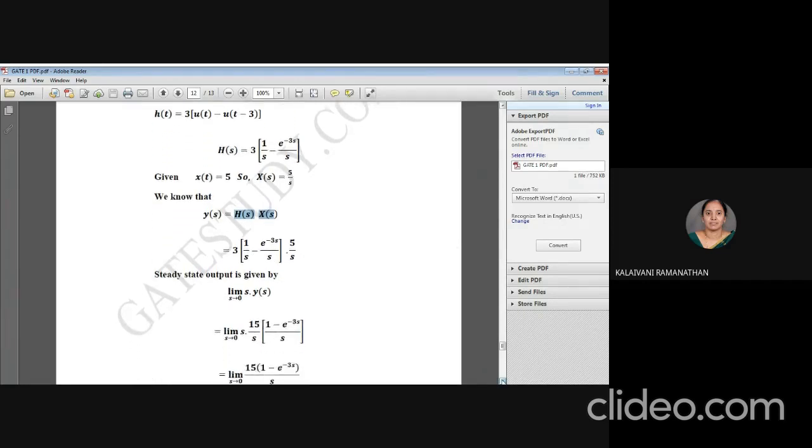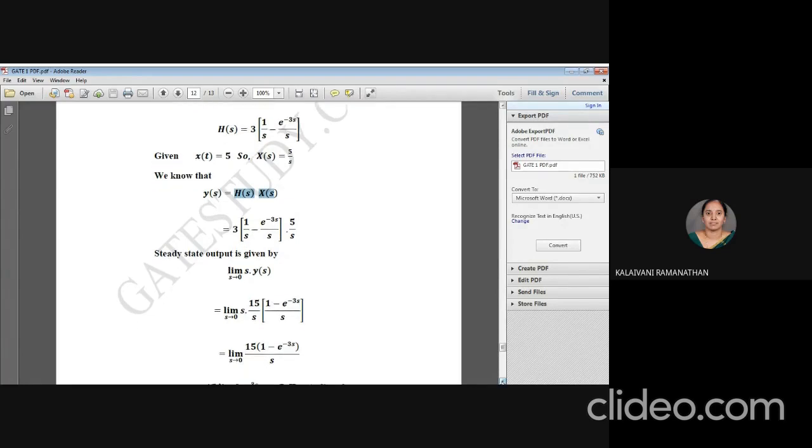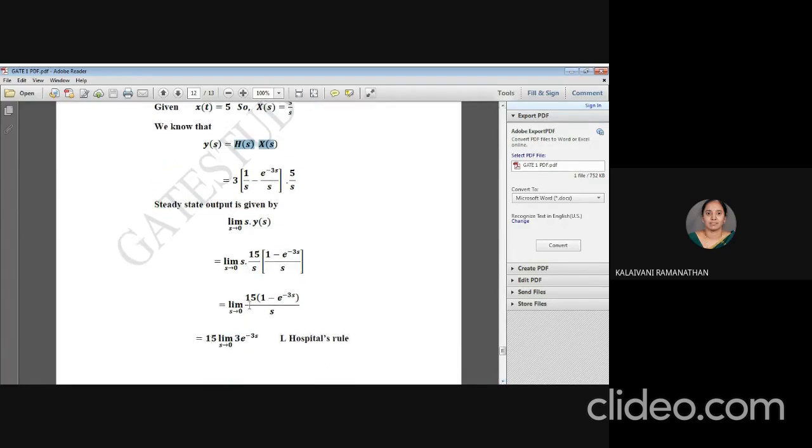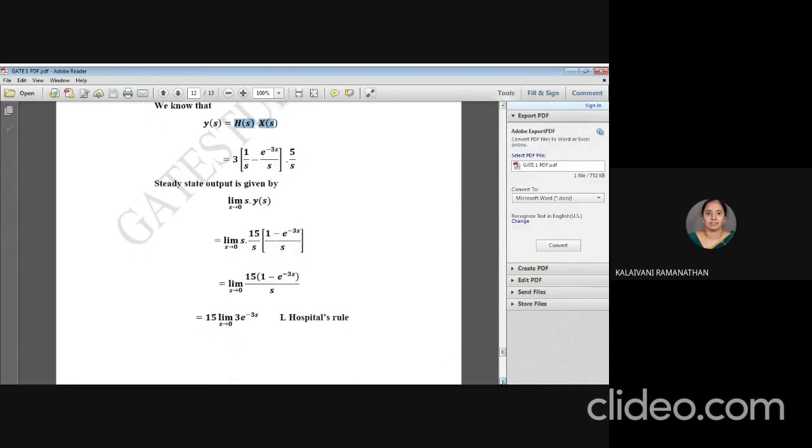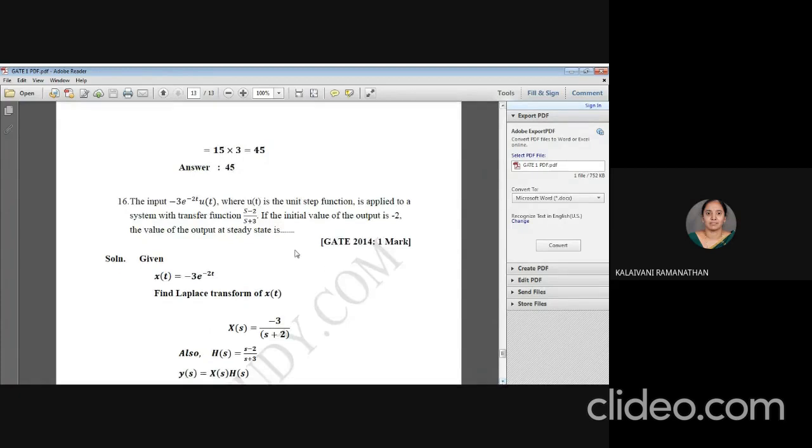So you have to apply the final value theorem. It is the limit as s tends to 0 of s into y of s. You substitute this here, and then by L'Hospital's rule, you have the equation as 15 multiplied by 3 into e power minus 3s, and here also s tends to 0. So this becomes 3 into 15, which is equivalent to 45. In this way, you will be able to note down the answer as 45.